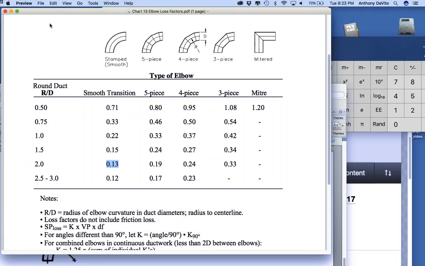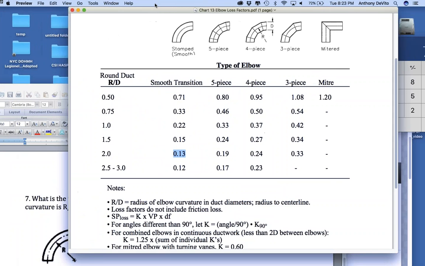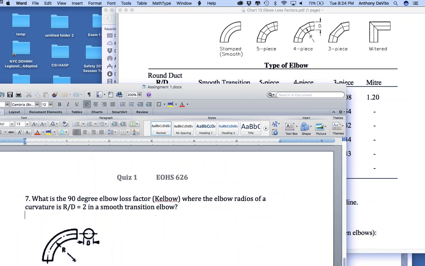So if the radius of the turn were 1 foot and the duct diameter is 1 foot, that would be an R/D of 1. Right? So it's the radius of the turn. In other words, is it a tight turn or a gradual turn? The radius of the turn over the diameter of the ductwork. Okay, so that's your transition radius.